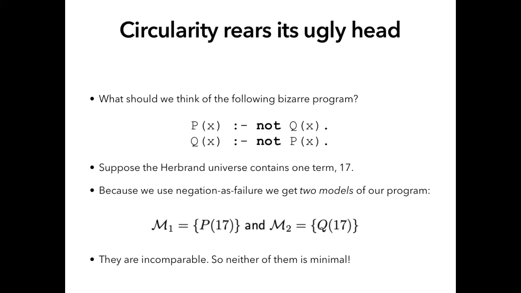But because we use negation as failure, we can actually get two models of a program. One that says that P of 17 is the case, and another that says that Q of 17 is the case. It's not hard to check that these are both models, but they are incomparable. This is not a subset of that, and that is not a subset of this. There is no unique minimal model. In fact, neither of these can be minimal. So there's something fishy going on. We should be required to disallow bizarre programs.